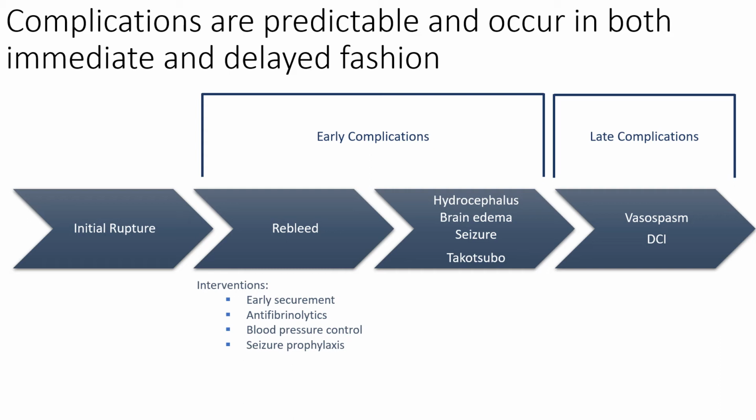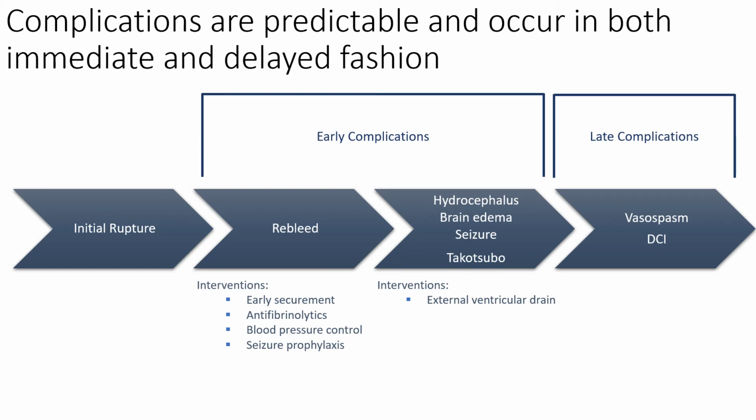The other early complications that you see listed here include hydrocephalus, brain edema, seizures, and Takotsubo's cardiomyopathy. We want to be aware that these things can occur early and to be able to recognize them if the patient has a decline. The things that we can do for hydrocephalus include placement of an external ventricular drain. So if a patient has a decline and on imaging they have worsening hydrocephalus, we can place the drain and we can drain out excess cerebrospinal fluid and we can improve the patient's exam.